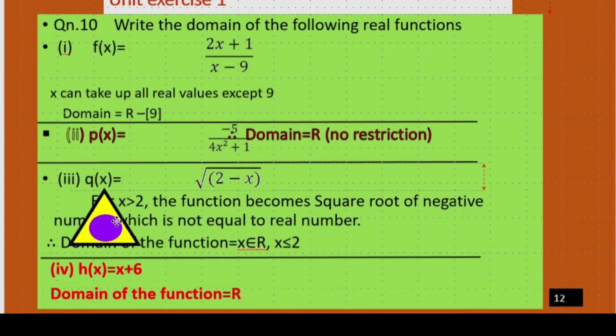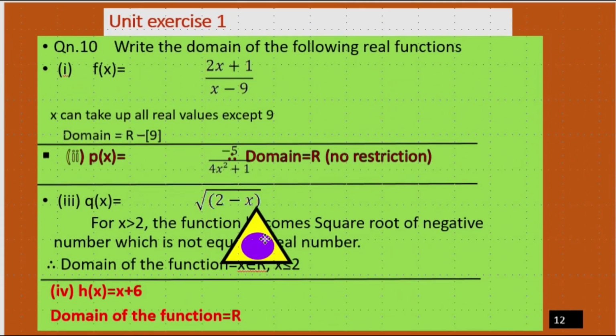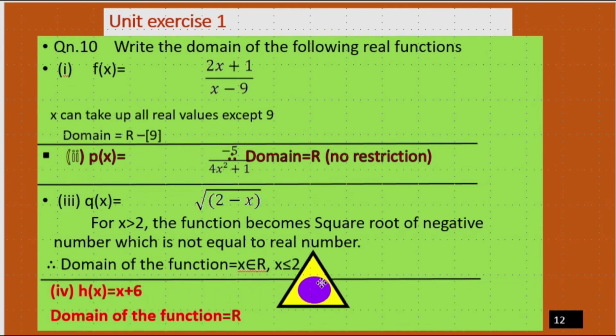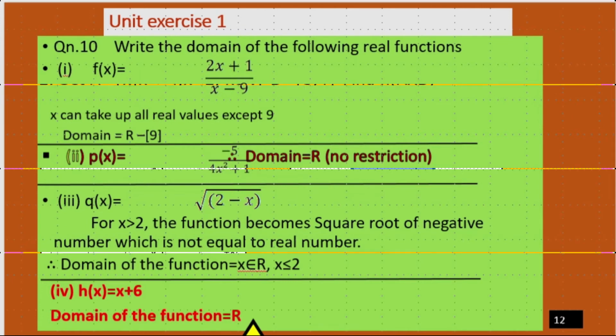q of x equals square root of 2 minus x. If x is greater than 2, this will become negative valued. For x greater than 2, the function becomes the square root of a negative number, which is not a real number. Hence the domain equals x belonging to R, x less than or equal to 2. h of x equals x plus 6. Here no restriction, hence the domain is R.